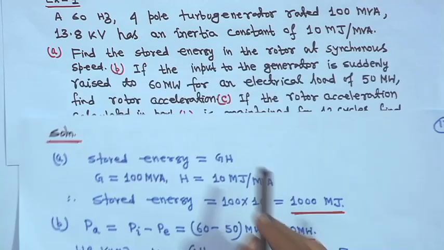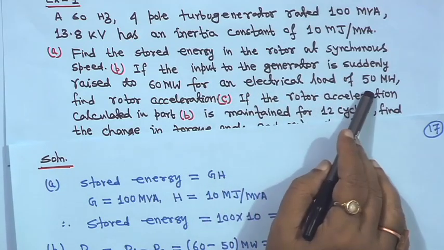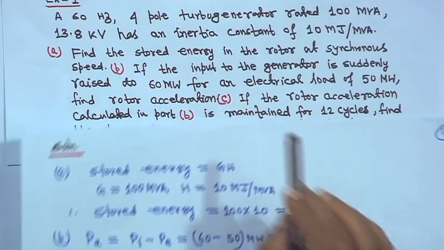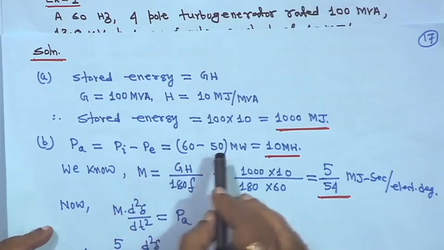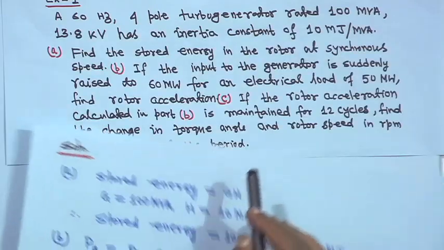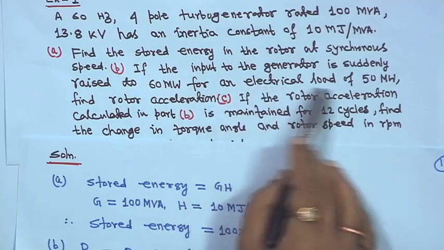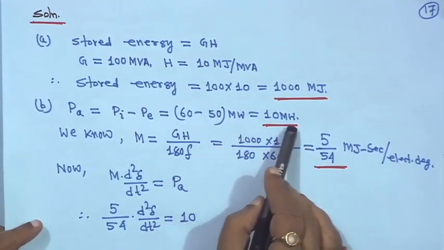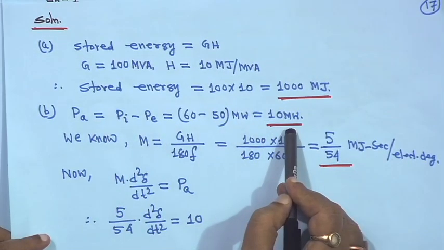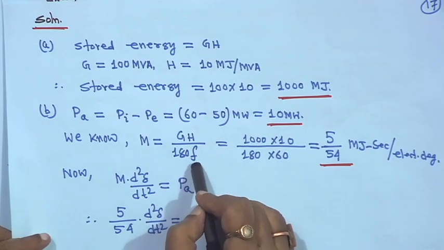Now, in B, if the input to the generator is suddenly raised to 60 megawatt for an electrical load of 50 megawatt, find the rotor acceleration. Now, accelerating power P_A is equal to P_I minus P_E. So, electrical power P_E is 50 megawatt and P_I, the input to the generator suddenly raised to 60 megawatt, is 60 megawatt input. So, it is 60 minus 50 megawatt, that is 10 megawatt. So, accelerating power is actually 10 megawatt. Now, we know M is equal to GH upon 180 f, that is in megajoule second per electrical degree.